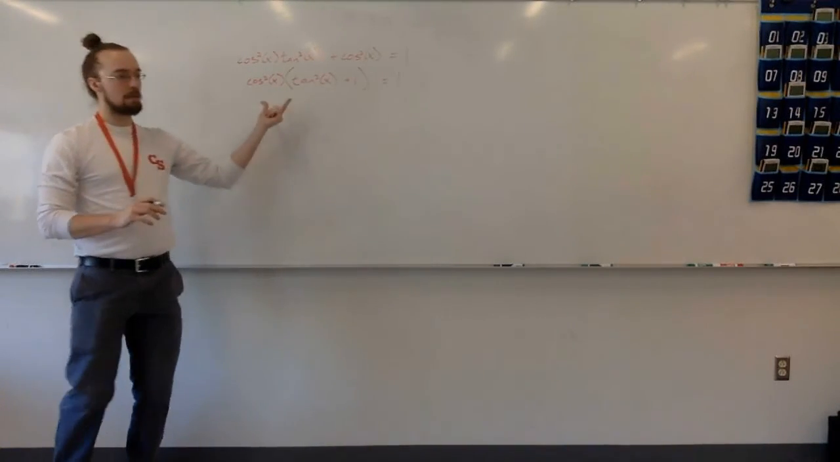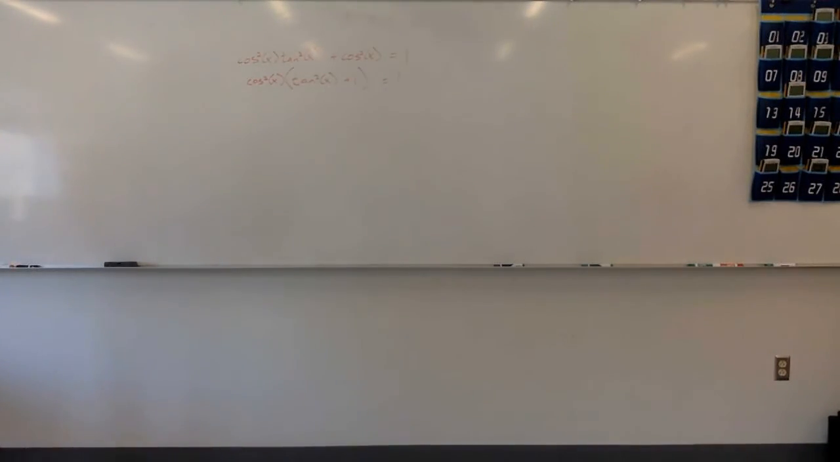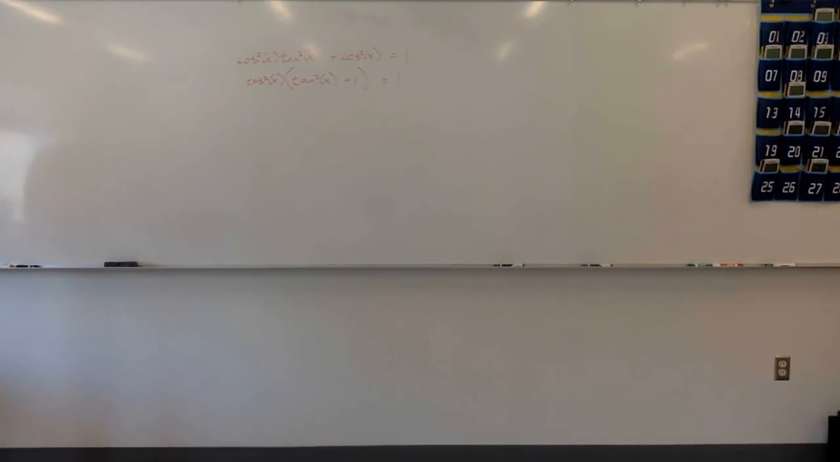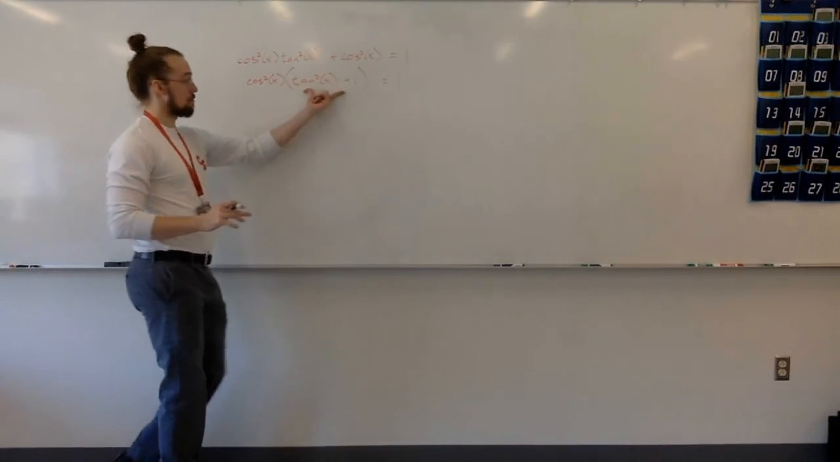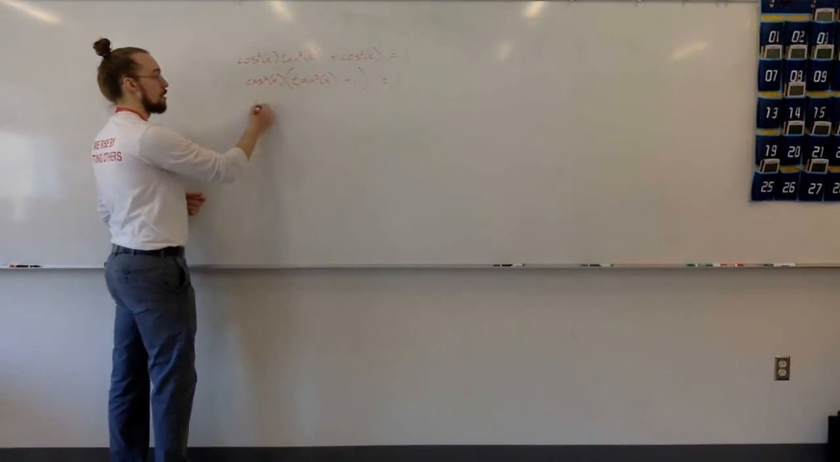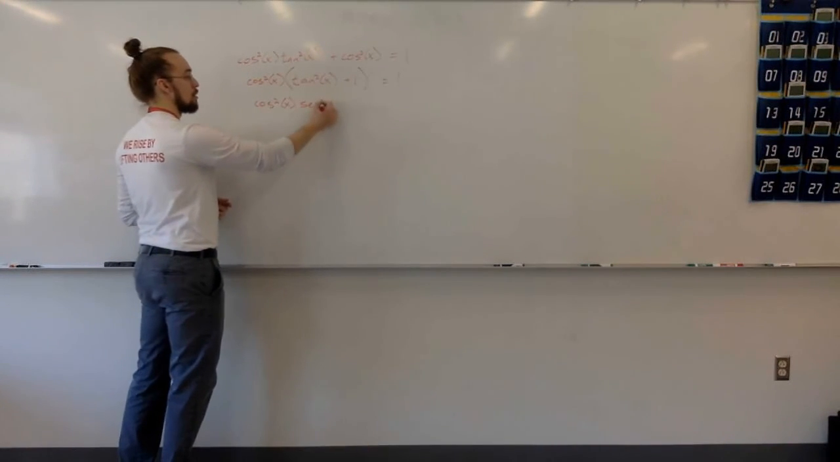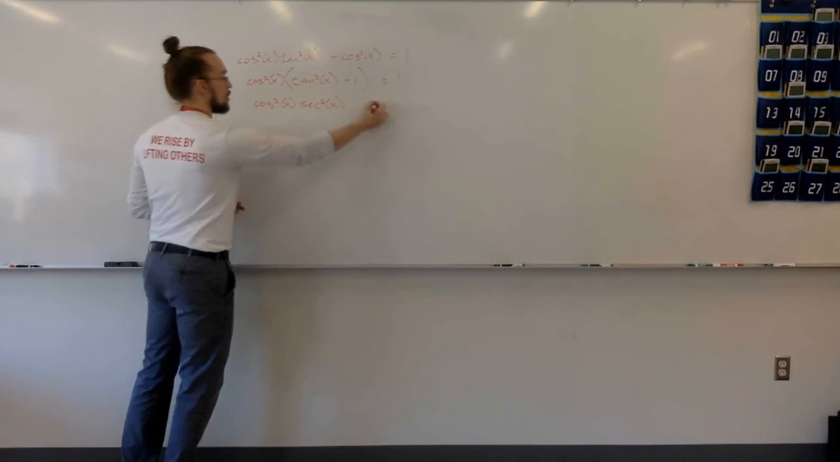We've got a 1 and one of our functions squared. It kind of looks like maybe a manipulation of one of our Pythagorean identities. So is tangent squared plus 1 something fancy? It's secant squared, right? So this can just become secant squared. So cosine squared times secant squared.